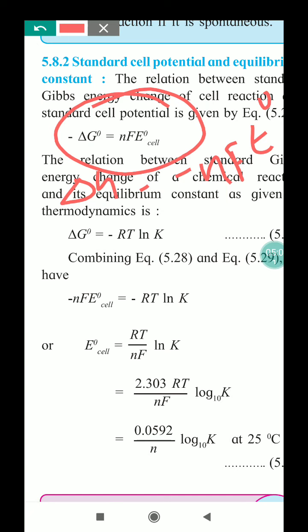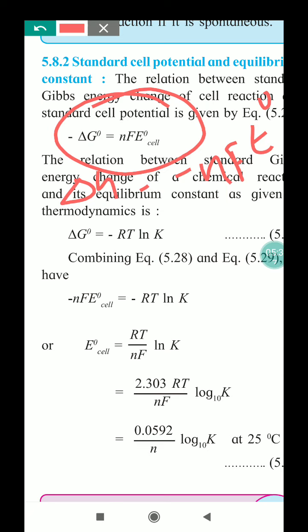But here this thermodynamic relation of standard Gibbs energy is minus ΔG = minus RT ln K. K is a constant, that is, the concentration of product upon reactant. So here ΔG0 is equal to minus RT ln K. But in the first equation ΔG0 is equal to minus nF E0 of the cell, the standard EMF of the cell.